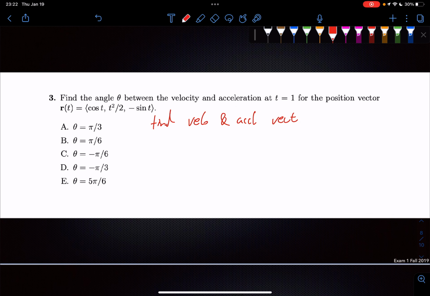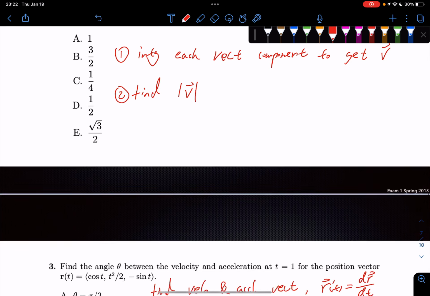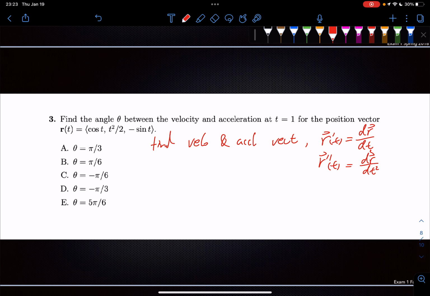That is r prime of t equals dr/dt, and you also have r double prime of t equals d squared r over dt squared. I think it's pretty easy to do. If you know how to do this, you know how to do this backwards. And acceleration, you just take the derivative twice. So now you have r prime of t and r double prime of t.